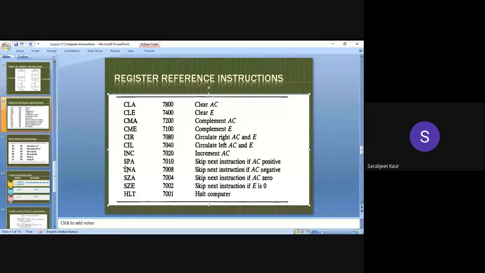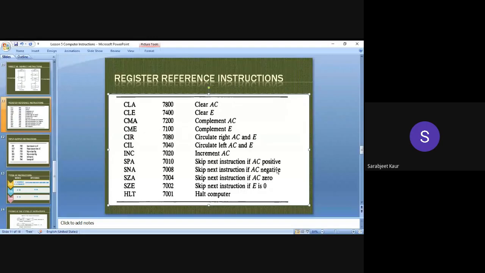Next is SPA. Skip the next instruction if AC is positive. So it checks to see if AC is positive. How do we get to know whether the contents of AC are positive or negative? The highest order bit. If AC is 16 bits long, then the 15th bit, because we start indexing from 0 and go up till 15. If the 15th bit is 0, then it is taken to be positive. If the 15th bit is 1, it is taken to be negative.